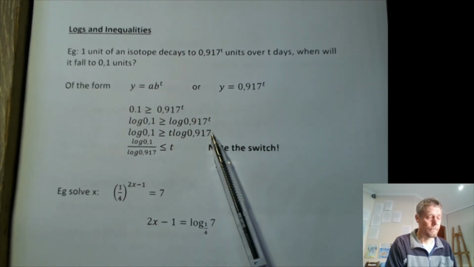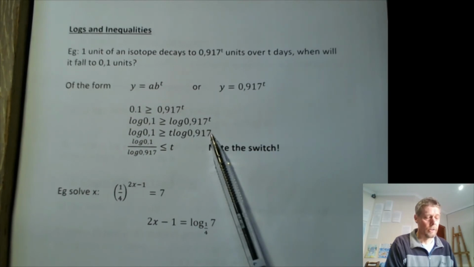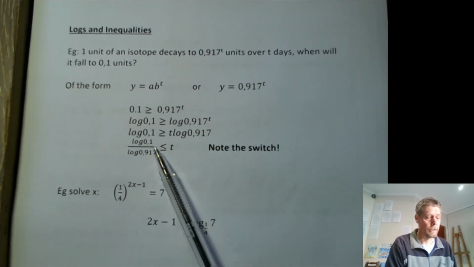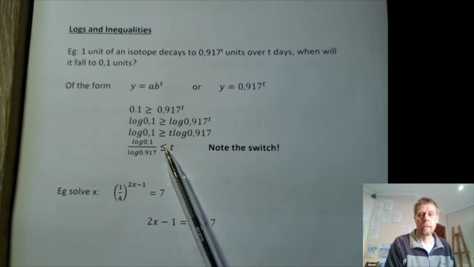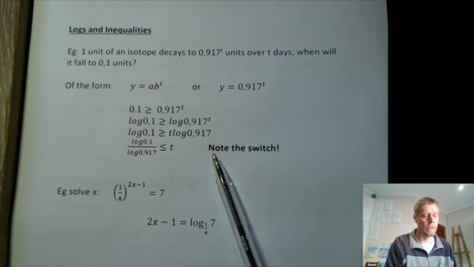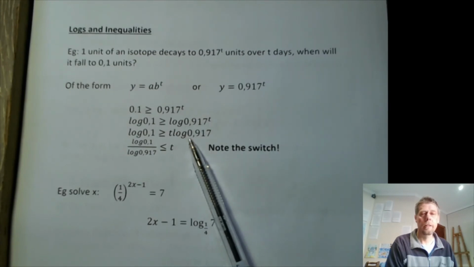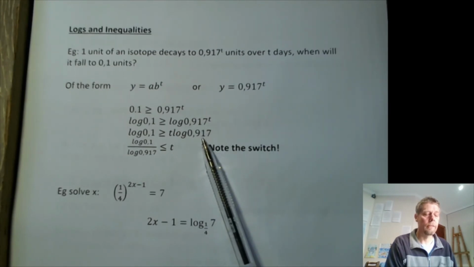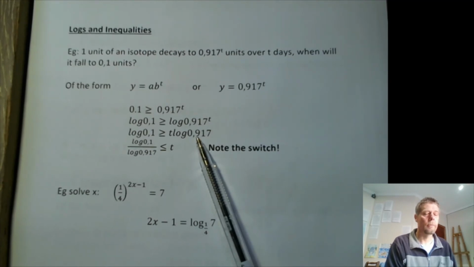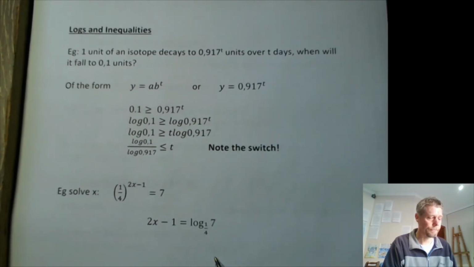Now pay attention. Log of 0.917 is negative, it's less than 0. So when we divide by it, we must reverse the inequality. You must watch out for this. All these sums, when you're working with this, often they lead to the switching of the inequality. So watch out when you divide by log of a number that's smaller than 1. Remember, log of 1 is 0. Log of less than 1 is negative. Log of bigger than 1 is positive, and you don't have to switch the inequality sign.